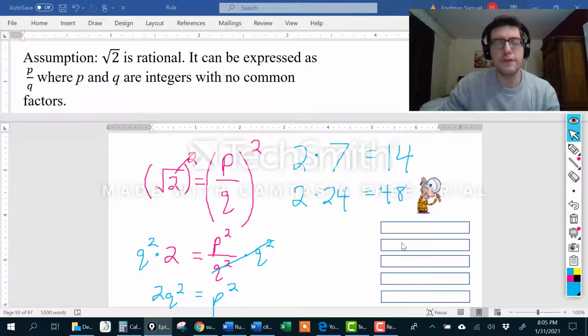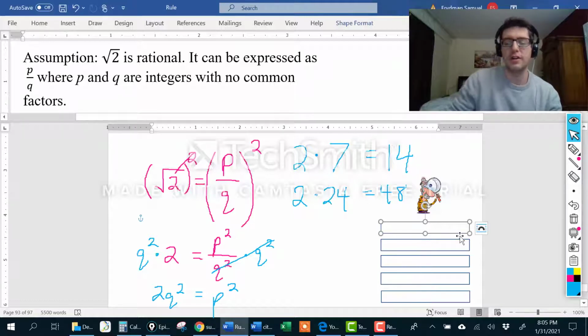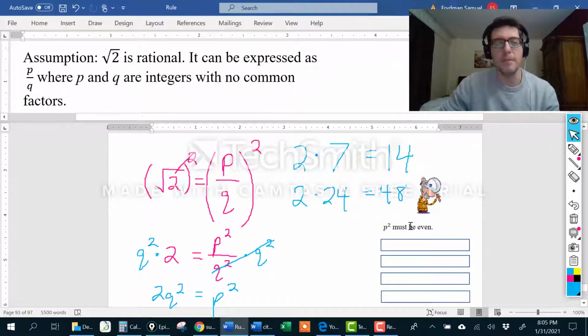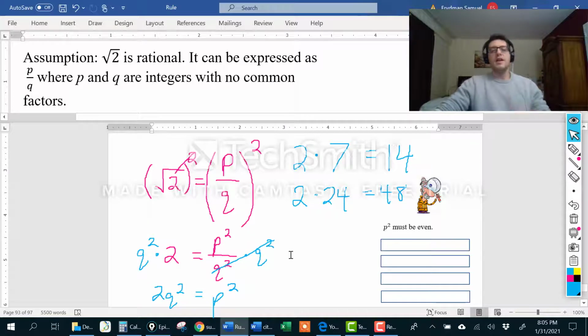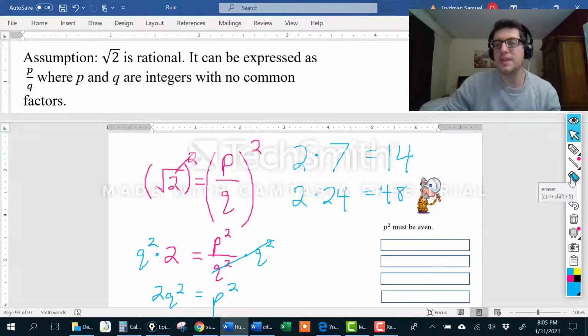Anyway, the first clue that I've uncovered here is that p squared must be even, because it's equal to some number multiplied by 2. Okay? Now, can I figure anything else out? You're probably guessing that I can, because I have these other 4 boxes here. Well, yes, I can figure something else out. If I know now that p squared is even, that actually tells me something about p itself. It tells me that p itself must also be even. How do I know that?